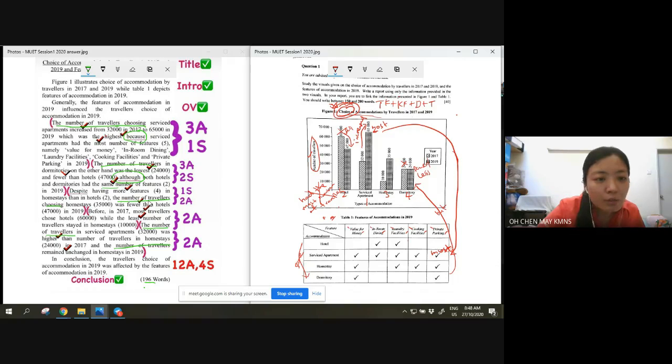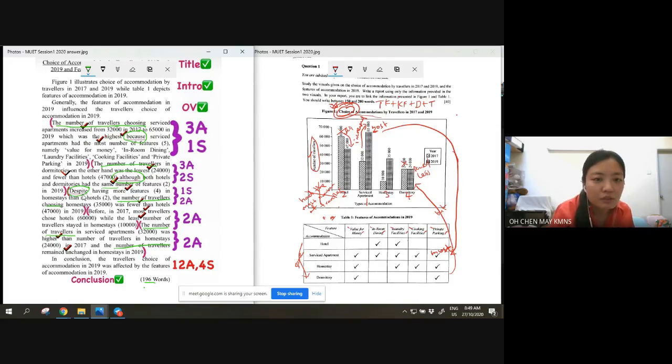The number of travelers choosing homestays, 35,000, were fewer. The number were fewer, another analysis here. Then hotels, how many? So two analyses. And then the word here, despite. Despite is the linking word, so you have one synthesis over here. Okay? All right, so no problem.